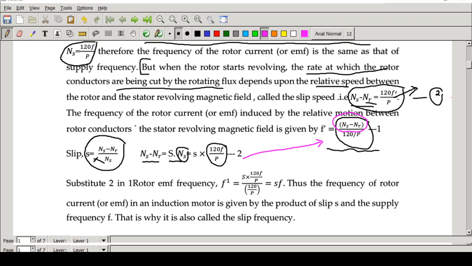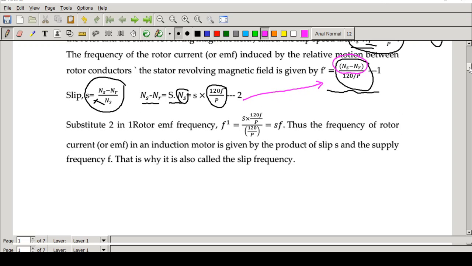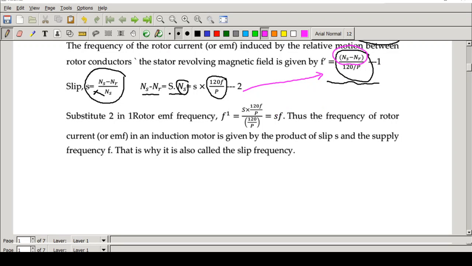So finally, the frequency of the EMF induced in the rotor, F dash, after substitution we get as S into F. Now it is not equal to the supply frequency. When the rotor starts rotating, the frequency of the induced EMF is given by slip times the supply frequency. So this is very important. You call this the slip frequency: F dash is equal to slip into supply frequency. This is a very important relation.